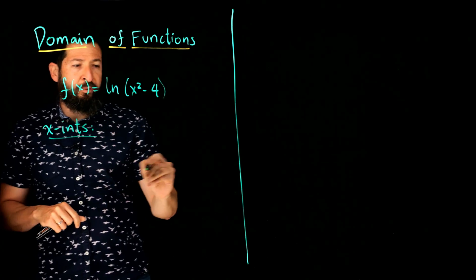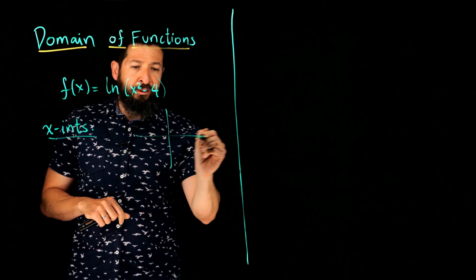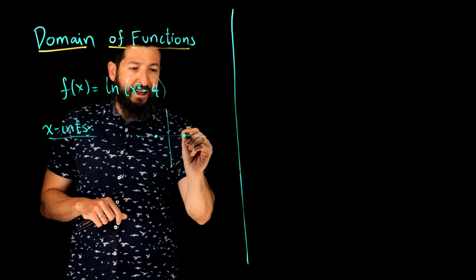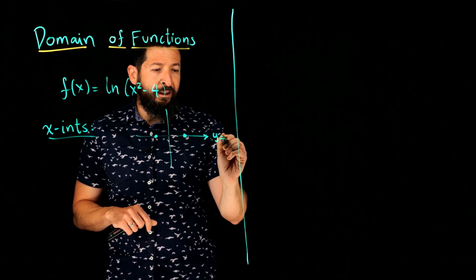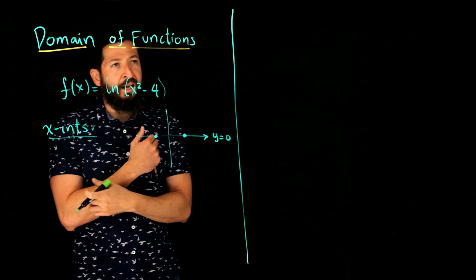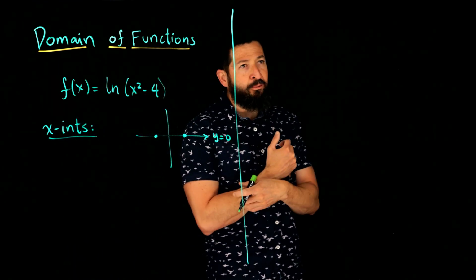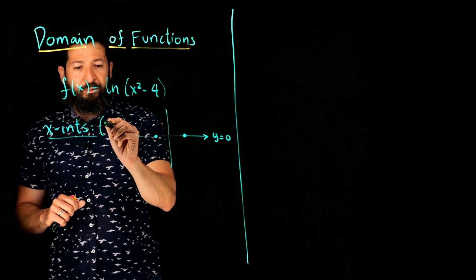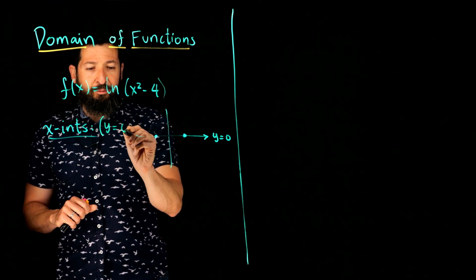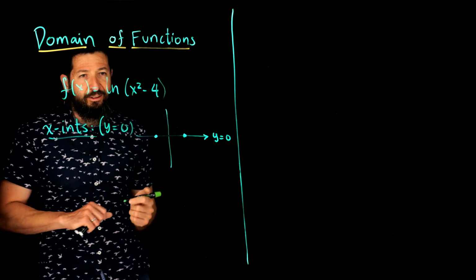And what do those represent? Those represent the points where the graph touches the x-axis. But what does that mean? That means that y is equal to 0 on that line. The x-axis is the line y equals 0. So when I want to find x-intercepts, I'm going to set y equal to 0. In this case, f of x is y.